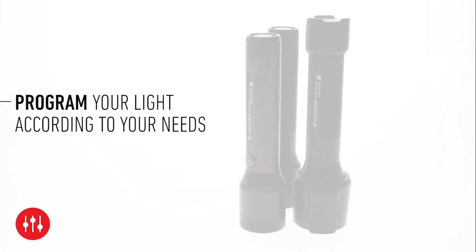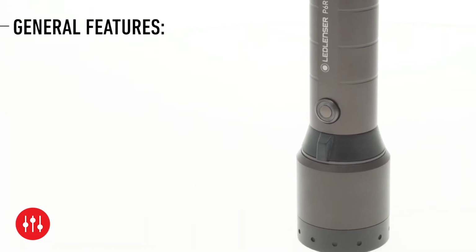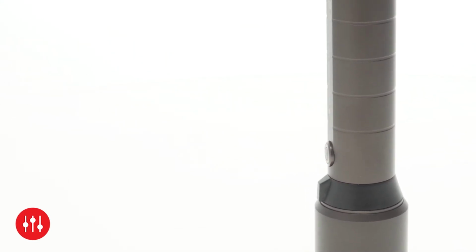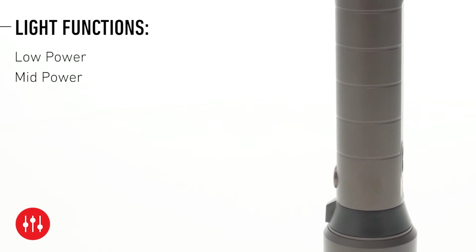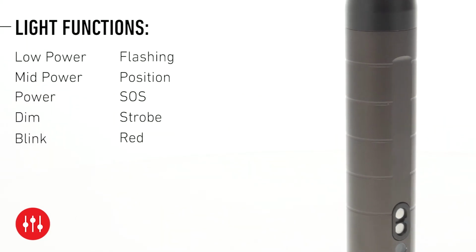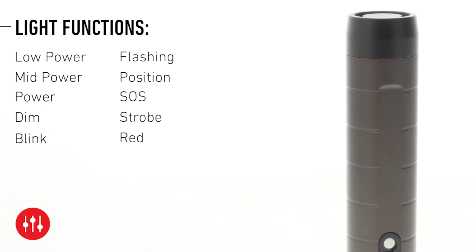With Ledlenser's smart light technology, you can personalize your light according to your needs. You can activate and deactivate general features, but you can also select specific light functions and set them exactly how you need them. This way, you can adjust your light to your individual needs. This video illustrates how to program each function.